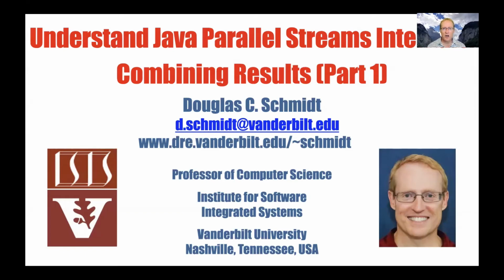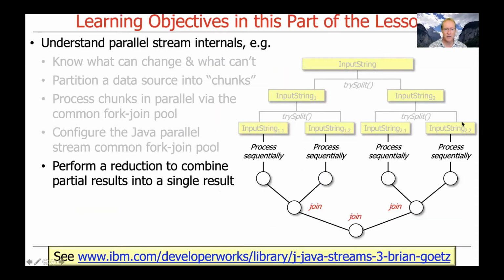So now that we've finished our discussions on topics related to the fork join pool and the common fork join pool that's used in the parallel streams framework, we're going to turn our attention to understanding how parallel streams work internally in order to combine results together. And this is a two-part session. We'll first start by talking about how reductions are performed to combine partial results into a single reduced result.